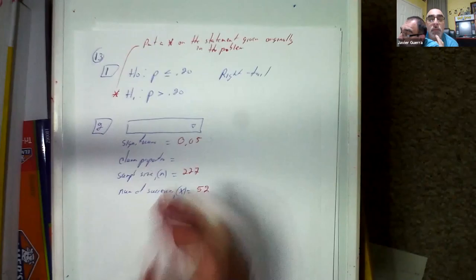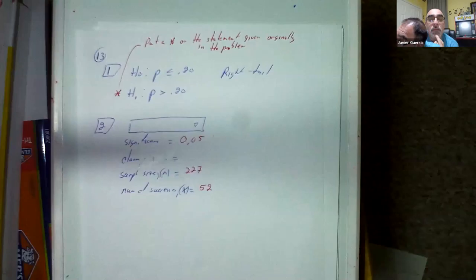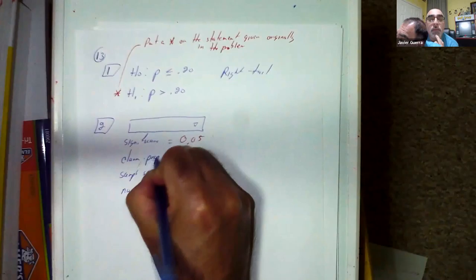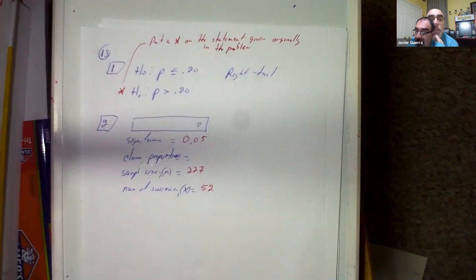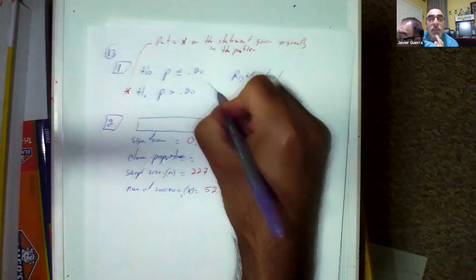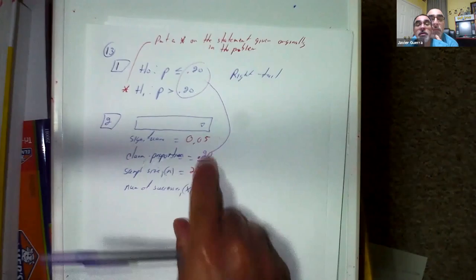Claim proportion. All right, you're going to wonder, where do you get that number, sir? I didn't see it in the problem. Yeah, it was there. It was the number that was used in our hypothesis statement. So that number will always be the number that you used for your hypothesis statement. 0.20. So just remember, the claim proportion is always the value that's used in your hypothesis statement.